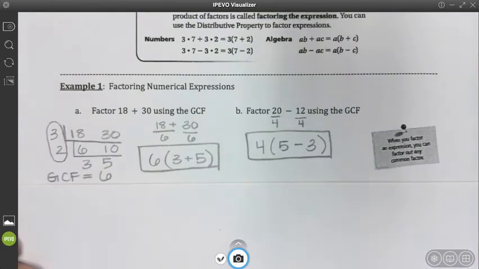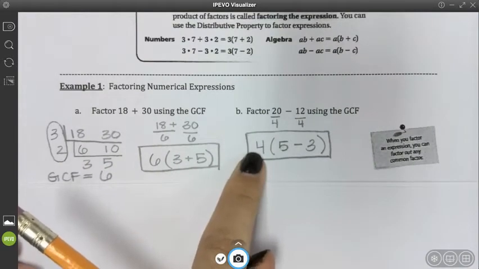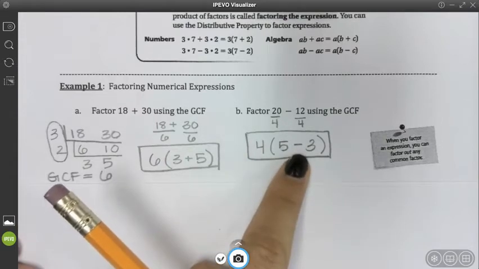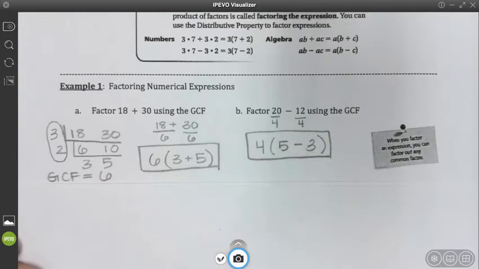One of the biggest mistakes that I see when students factor is forgetting to put the number out front or forgetting to put the numbers in the parentheses, the sum or the difference in the parentheses. You want to have both for it to be a correct answer.